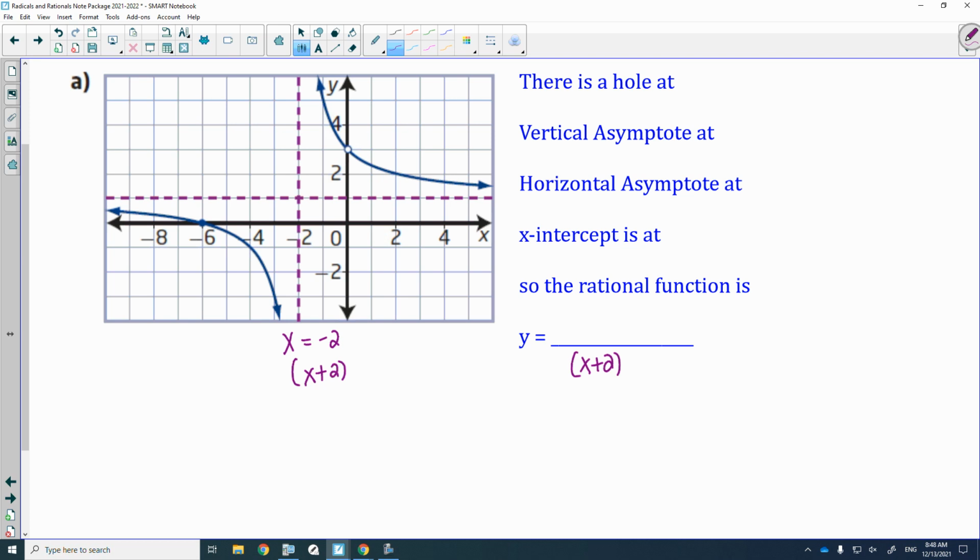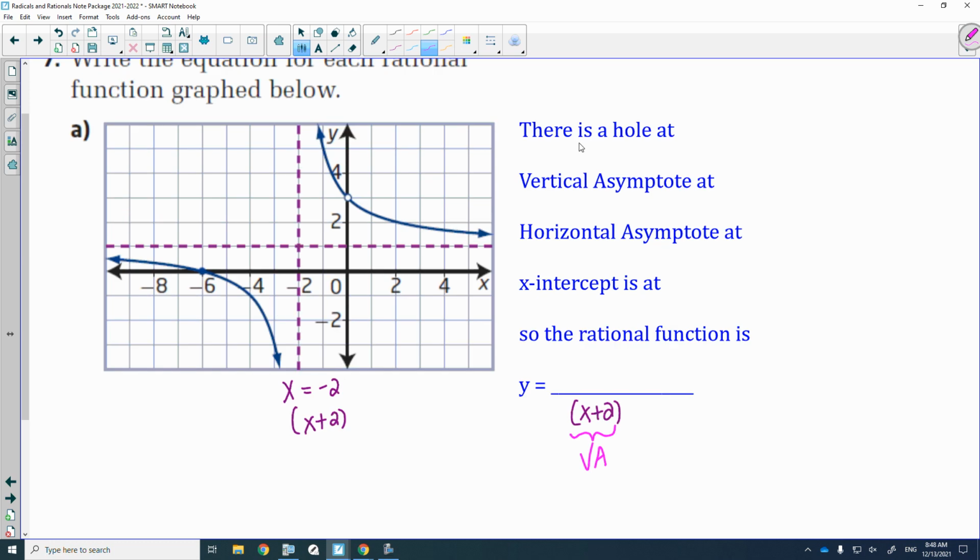Okay, so that's one thing I know. And this is going to come from, that's going to be my VA, right? The VA of that is going to be x is equal to -2. It is not going to be common, right? There's no x plus 2 up here, or else that would be a hole. Okay, it says there is a hole in the graph at, so let's write the point of the hole. It's at x is 0 and y is 3.